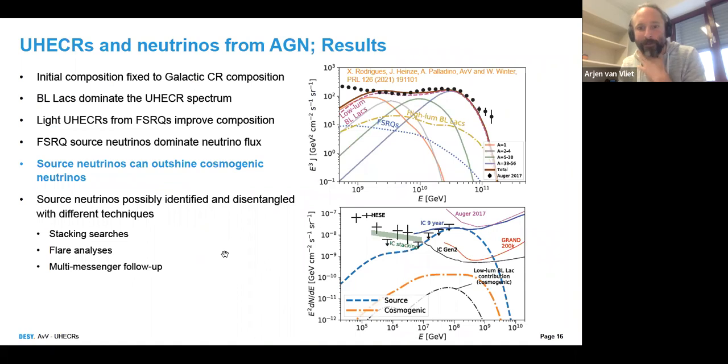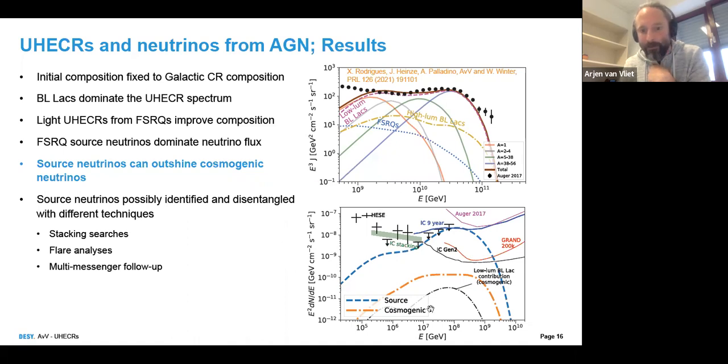So very shortly, what you see then is something like this. You can explain the cosmic ray flux and composition, and if you then look at the neutrinos, then you actually get quite a large number of source neutrinos out. So here the flux is mainly produced by low luminosity BL Lacs, which gives you the heavy composition with increasing energy. And then there is a subdominant component of FSRQs, which mainly gives you light cosmic rays.